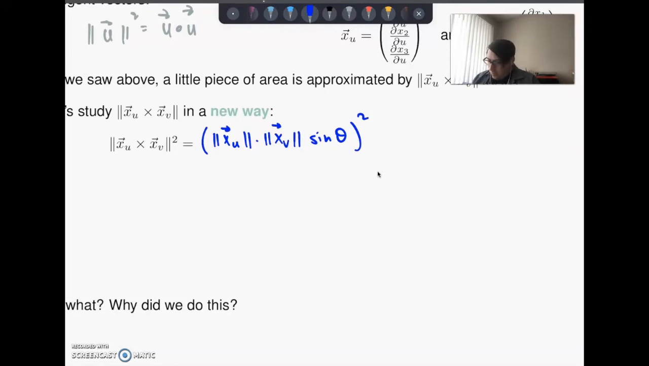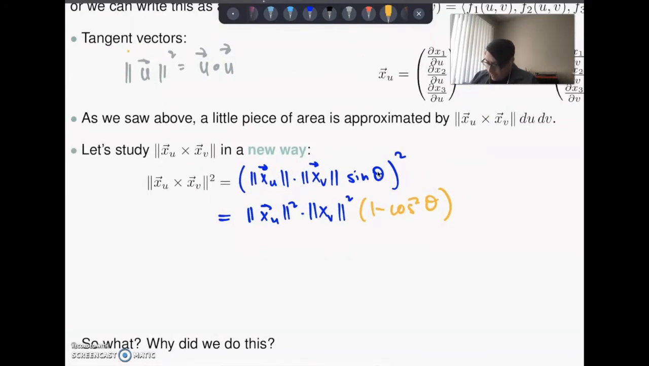And then what I'm going to do is distribute the squares everywhere and also use the Pythagorean theorem. Anytime you're doing math with the Pythagorean theorem, I feel like you are doing something interesting. All right, so what do we get? We get xu squared, the length of xv squared, and then I'm going to write this as 1 minus cosine squared theta. Okay, and I even have this little reminder here.